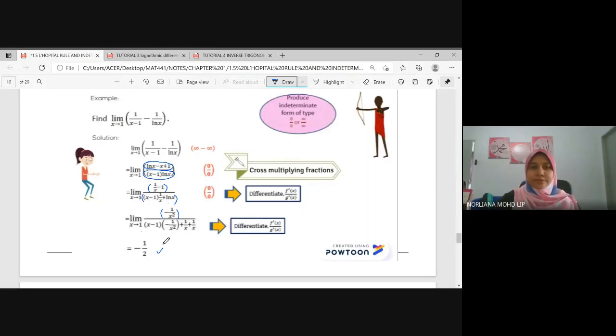For this, you must be good at differentiation, either using product rules or quotient rules. You must master how to differentiate the exponent and how to differentiate the log function and trigonometric function, what we have learned before in chapter 1. Okay, any questions? No? Can you understand? Yes, madam.